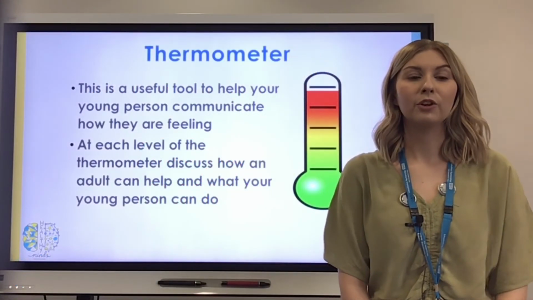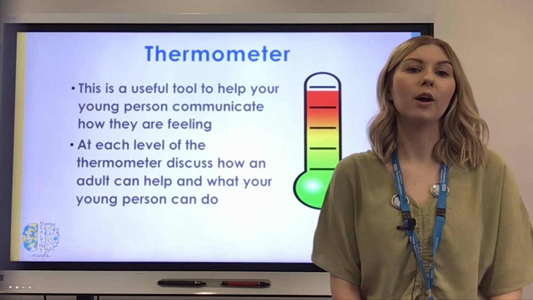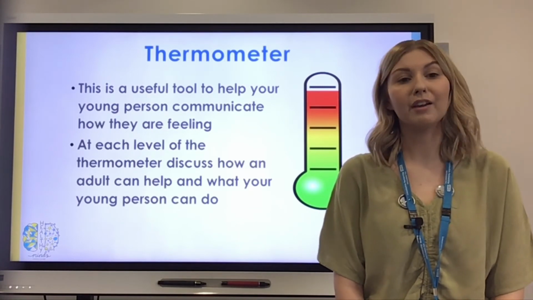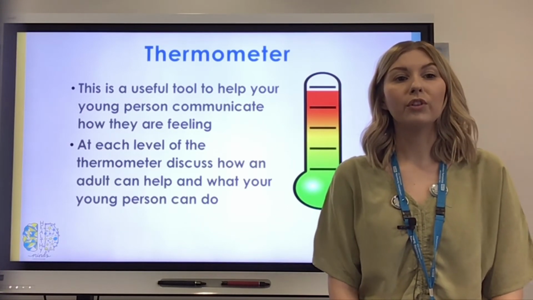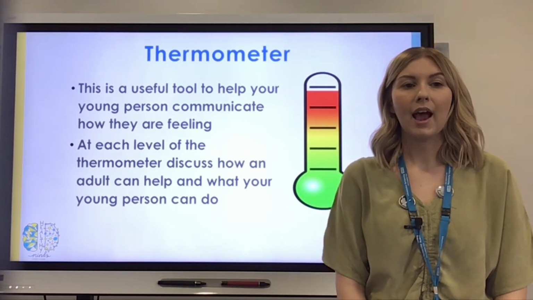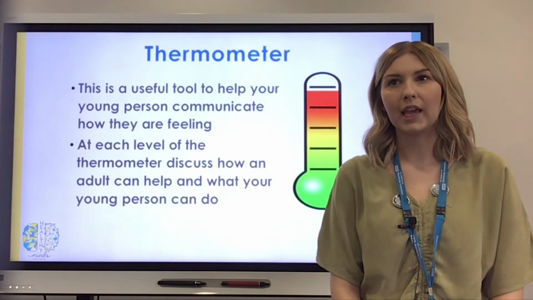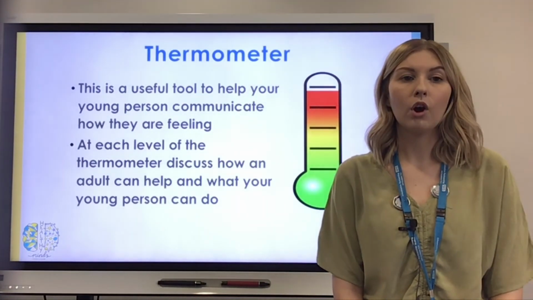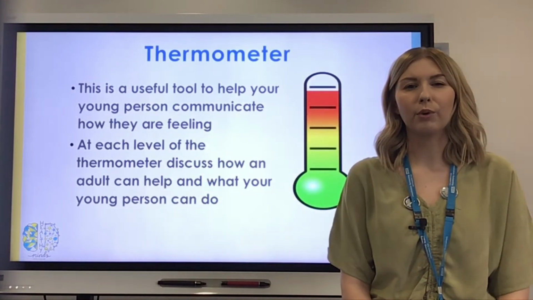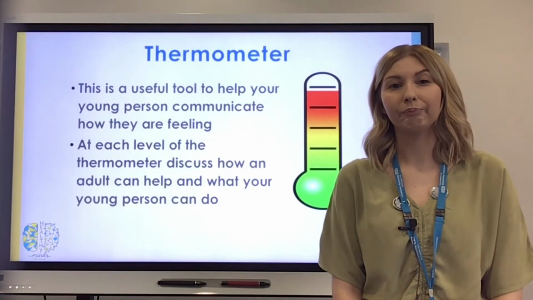Welcome back. Another useful tool that you can use to help your young person communicate how they are feeling is called the thermometer. It's really important that you do this with your young person and agree at each stage the steps you will take. So these might be the steps that you or a trusted adult can help with, or the steps that your young person can do on their own to help them calm themselves down.